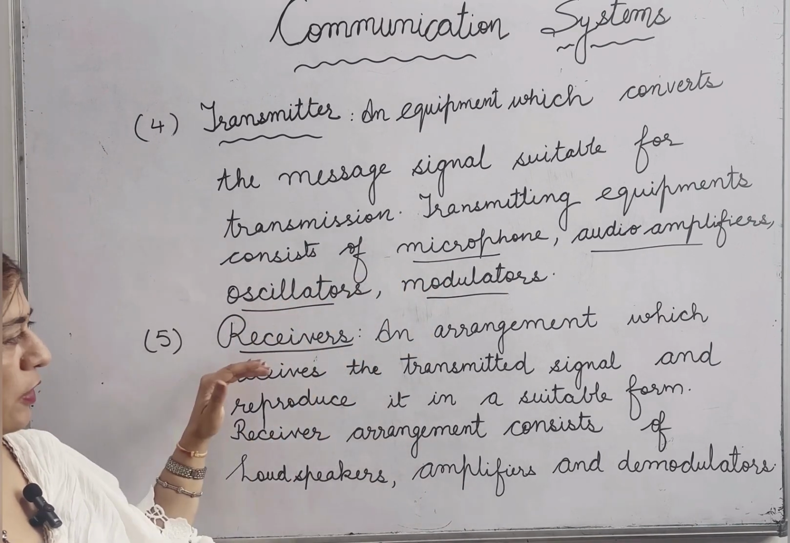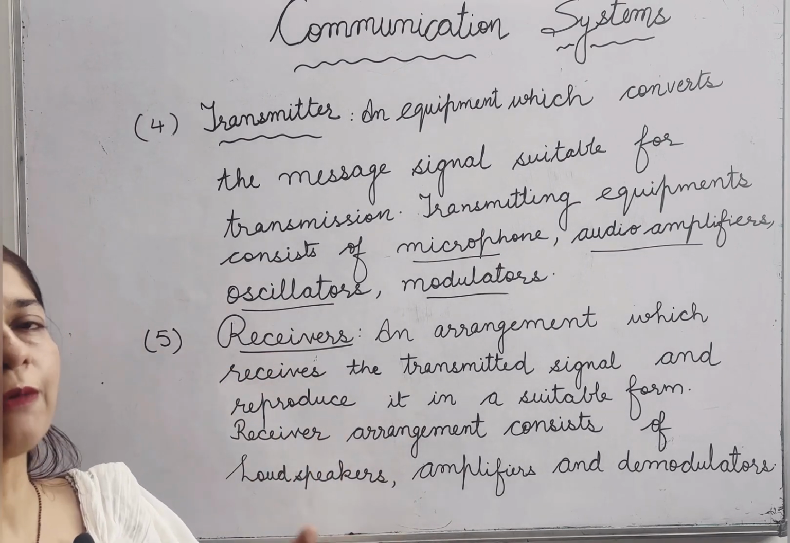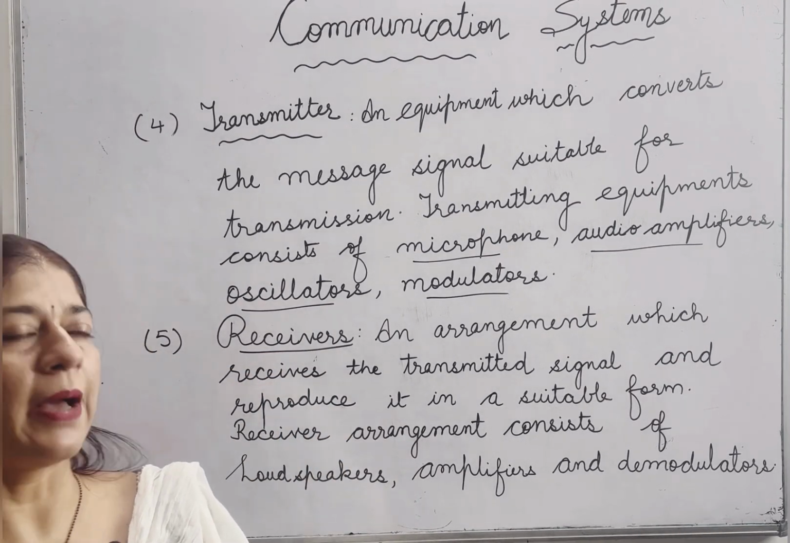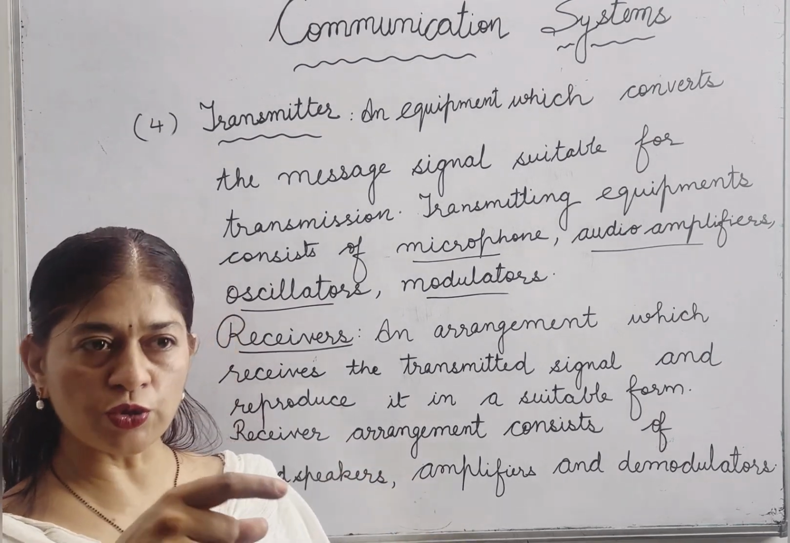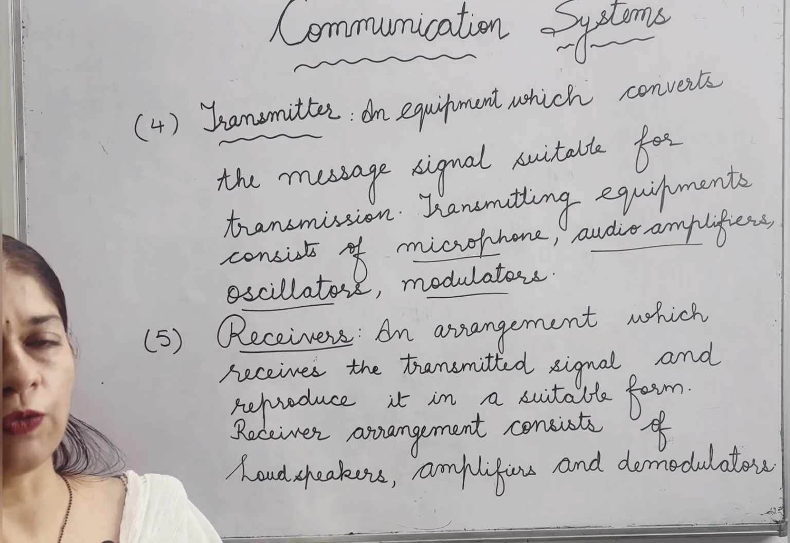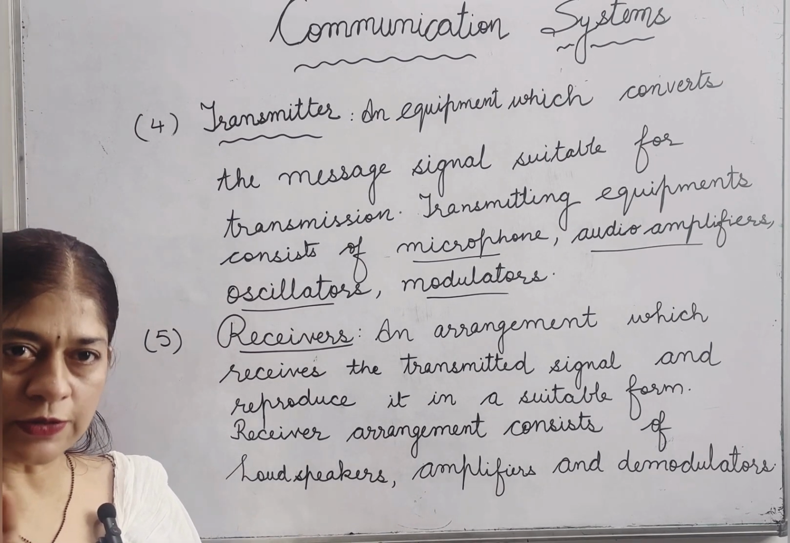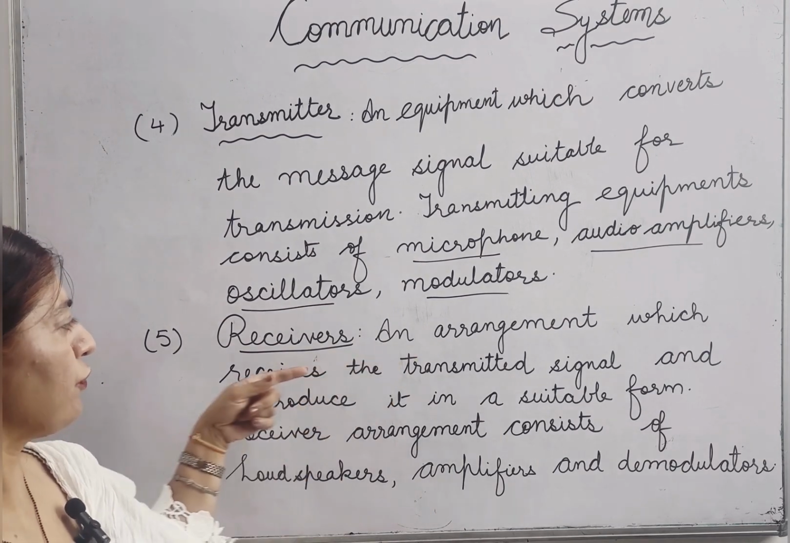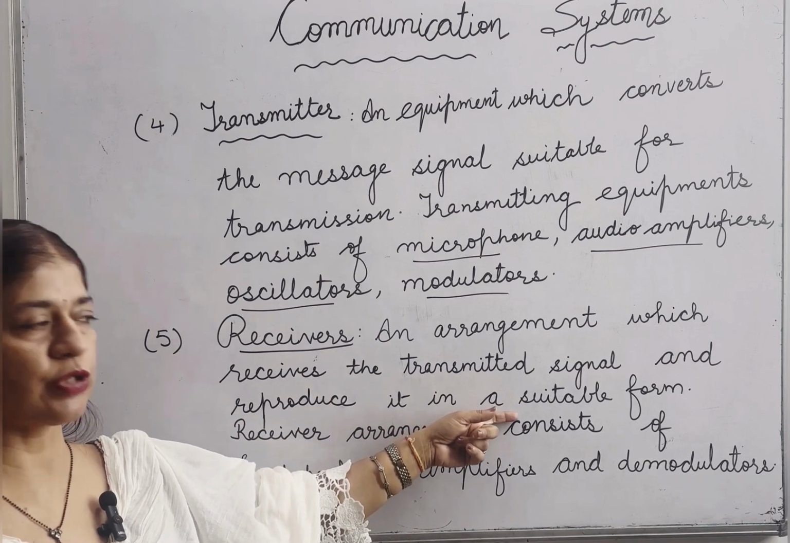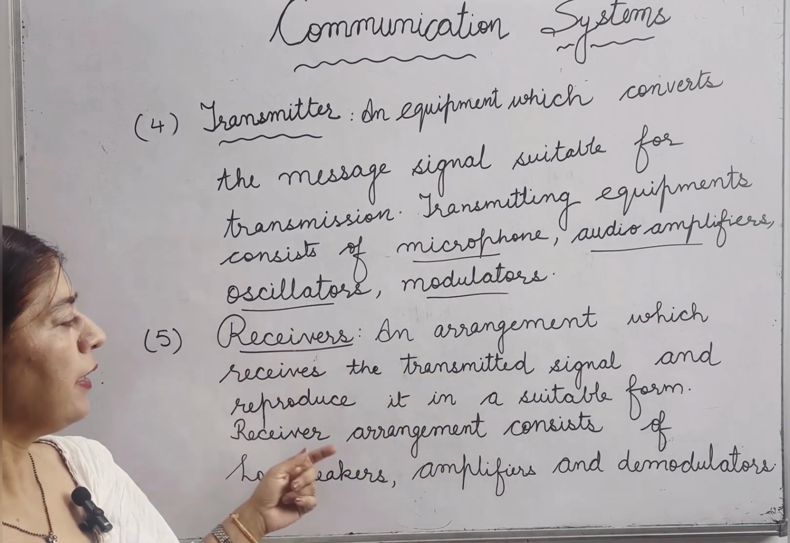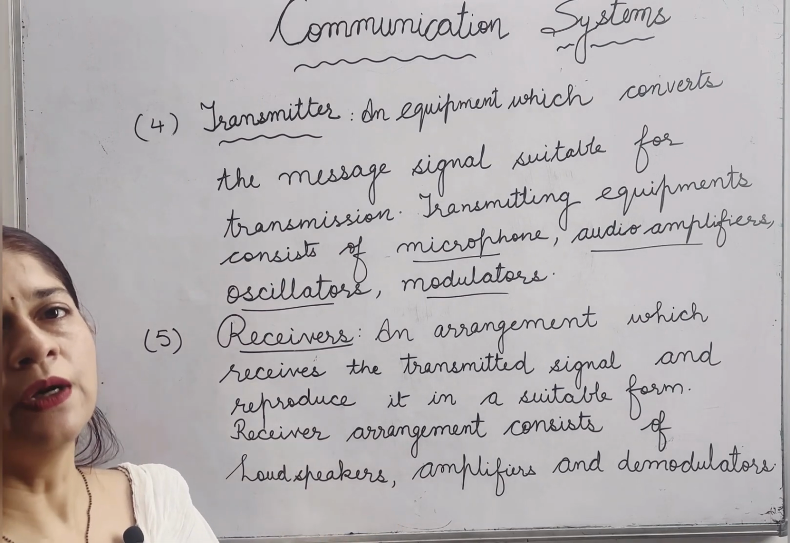The next term is receivers. On the other end, the waves that have been transmitted are received by an arrangement. It chooses a particular frequency, and reproduces the signal in the same form. So an arrangement which receives the transmitted signal and reproduces it in a suitable form is a receiver. This arrangement consists of loudspeakers, amplifiers and demodulators.